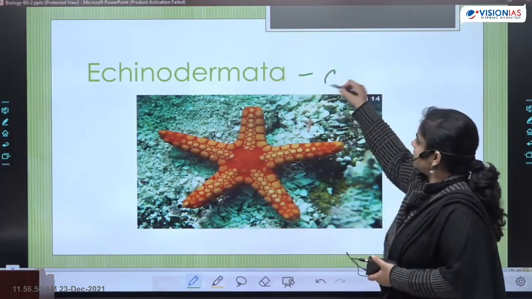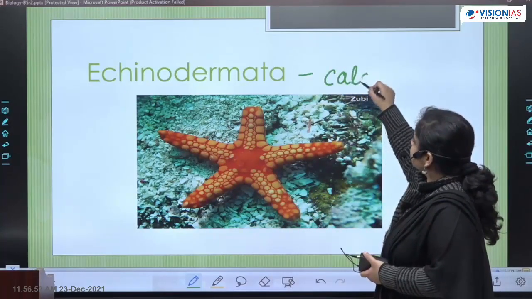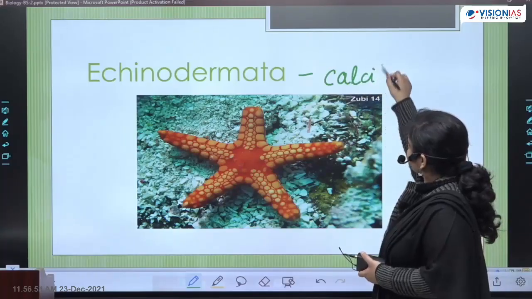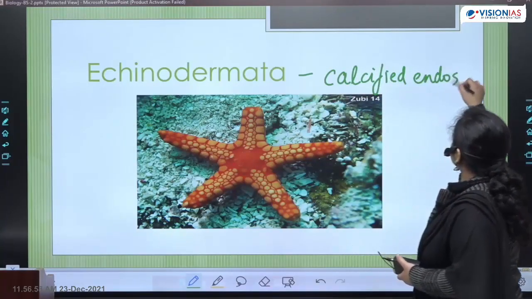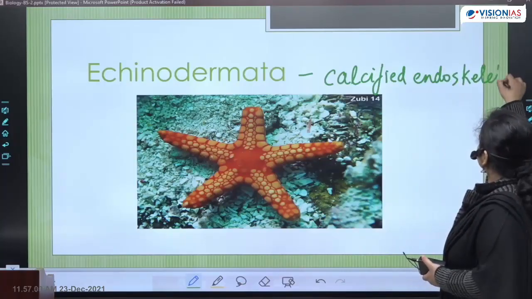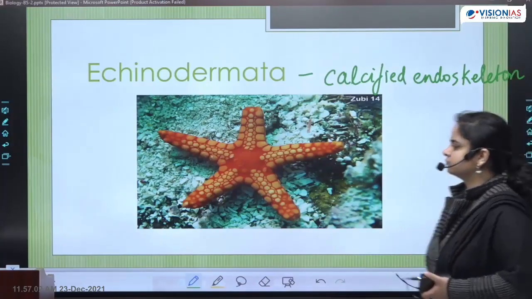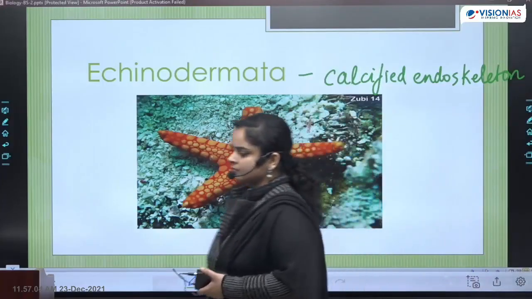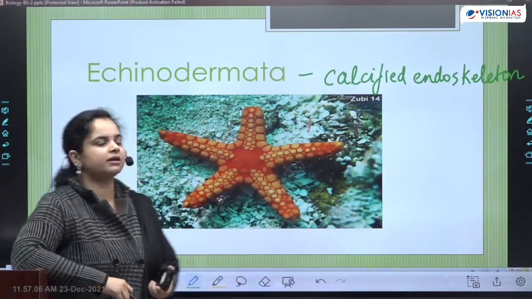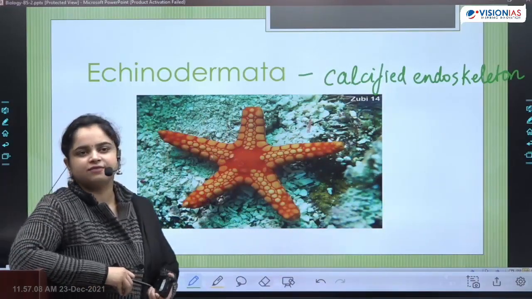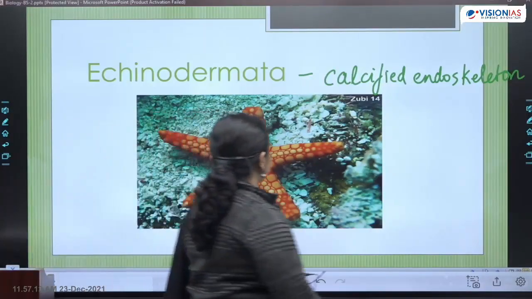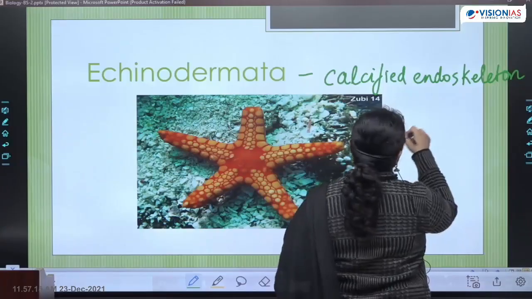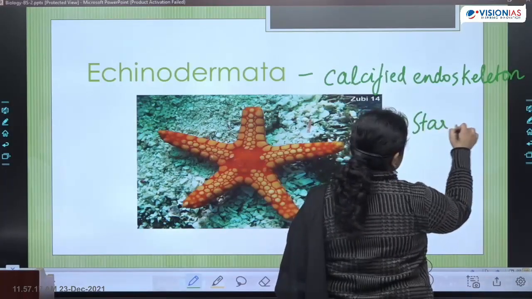So you can write Echinodermata has a calcified endoskeleton. Examples: starfish.